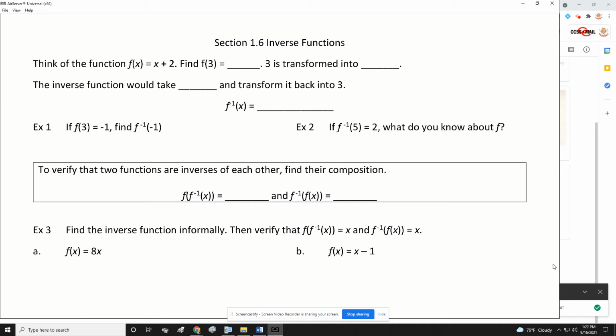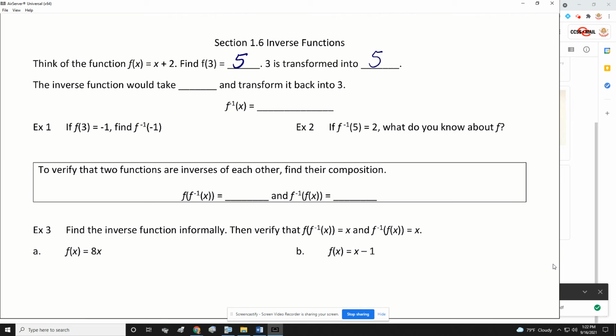Section 1.6, we start talking about inverse functions. And I want you all to just take a second. We're going to think about the function f of x equals x plus 2. We're going to find f of 3. So that means we put 3 in for x, and so it's 3 plus 2, which is 5. Think about it as the 3 is transformed into a 5.